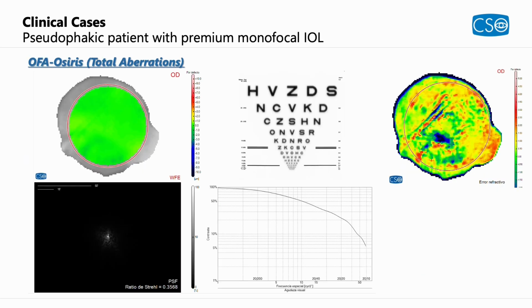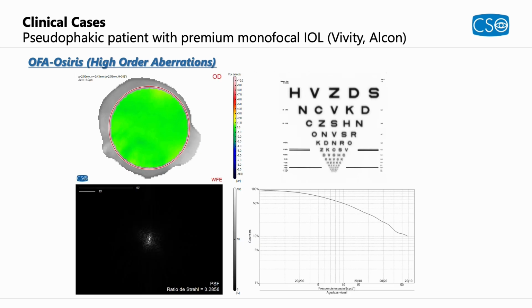We can study as well the optical quality of intraocular lenses. Look here at a patient with a premium monofocal IOL, in this case the PBT, and how in the open field analyzer the total aberrations for far and for near are equal. This is the OFA with only the higher order aberrations, eliminating the second order. You see here that the quality of the retinal image is definitely very good.